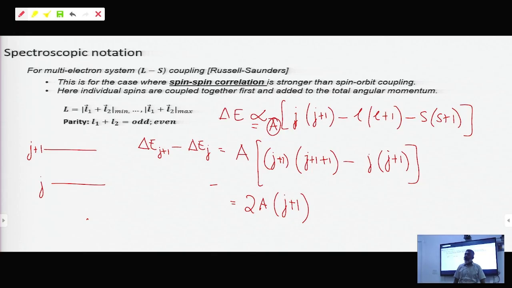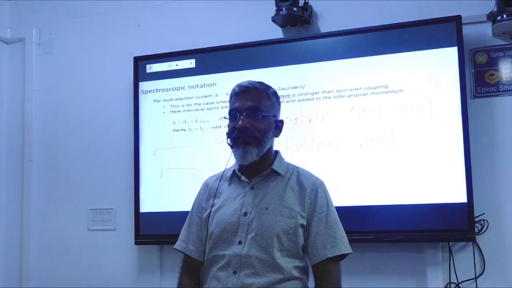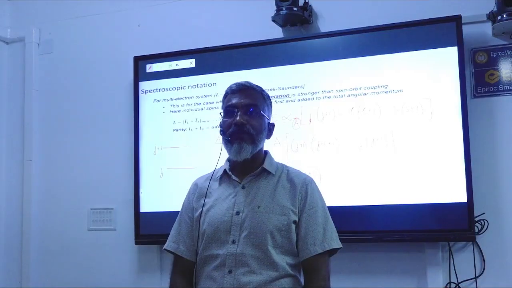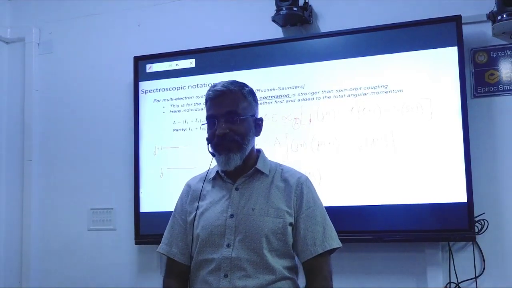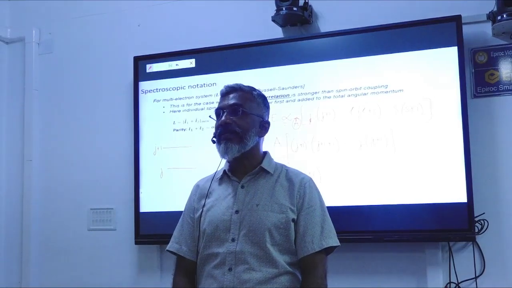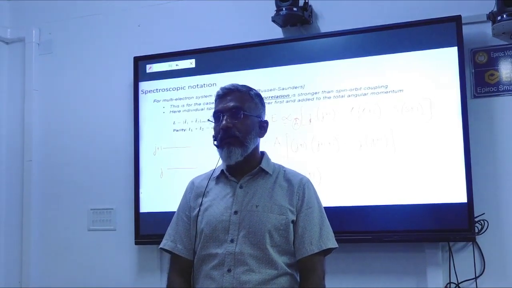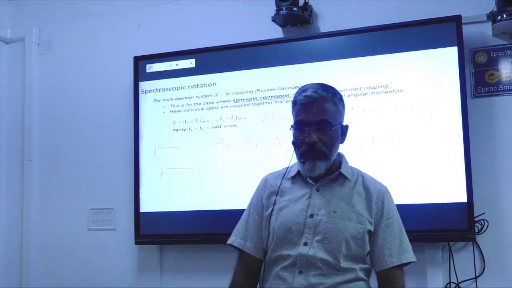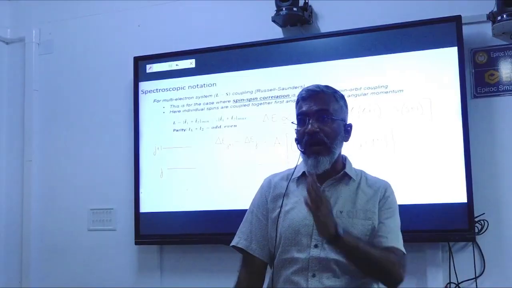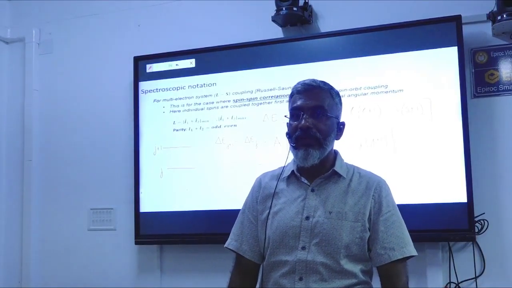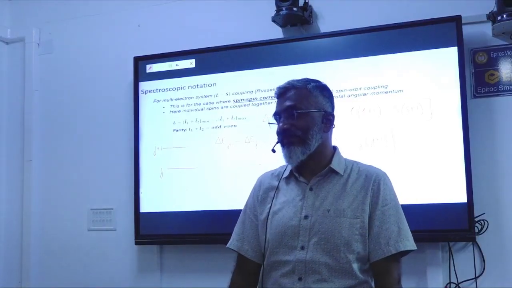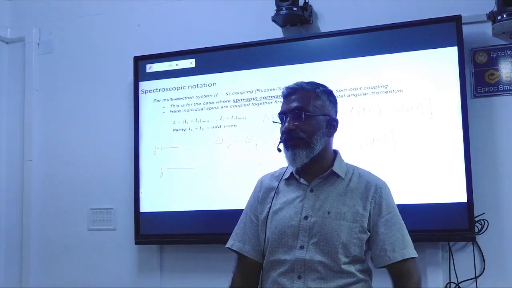Now, this is called a normal triplet. Normal means this is what you'll usually see in most cases. There are some cases when the number of electrons is half filled, for an atom or something, where you see an inverted triplet, which means you'll see exactly the reverse.